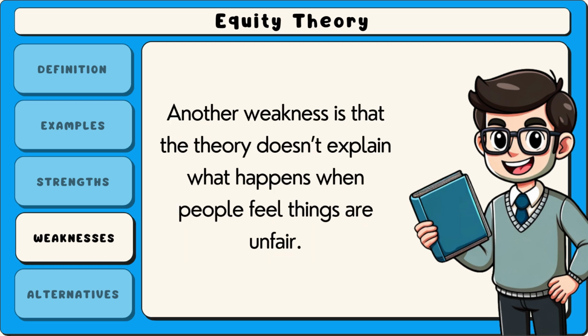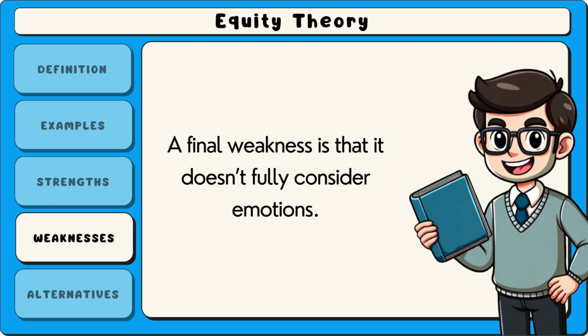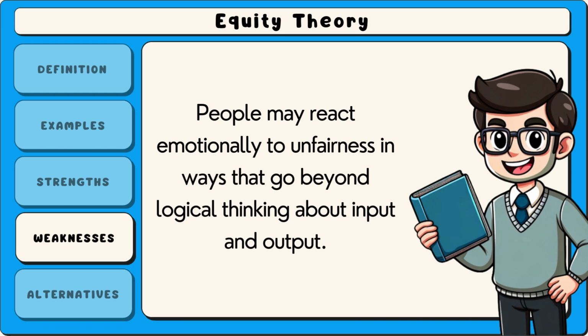Another weakness is that the theory doesn't explain what happens when people feel things are unfair. Some might work harder to catch up, while others might give up entirely, and the theory doesn't predict which path they'll take. A final weakness is that it doesn't fully consider emotions. People may react emotionally to unfairness in ways that go beyond logical thinking about input and output.